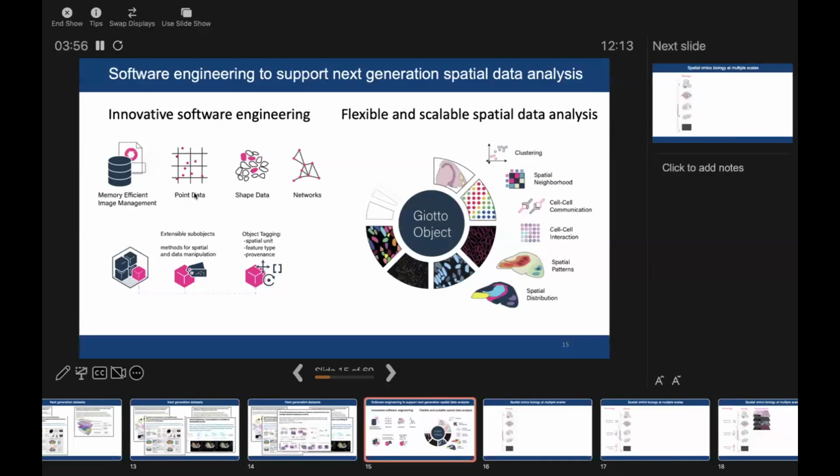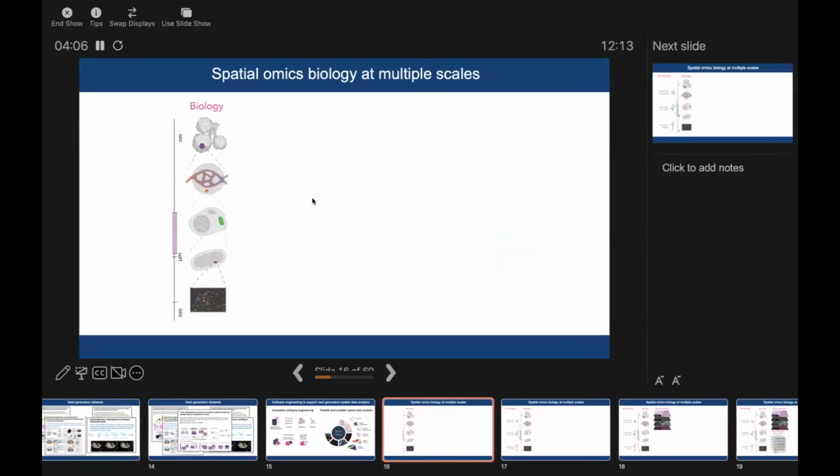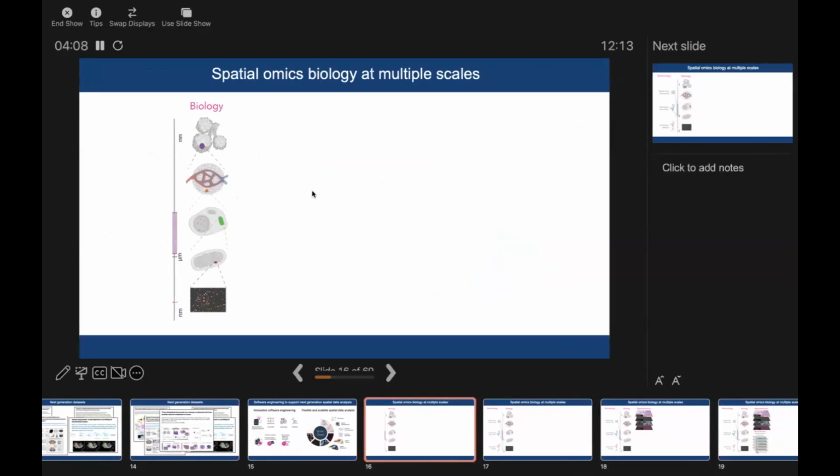Thinking about point data, shape data, the networks, how can you integrate that? And that is really necessary if you want to think about more flexible and scalable spatial data analysis. Right. So how did we develop GIOTTO? What was the original starting point?